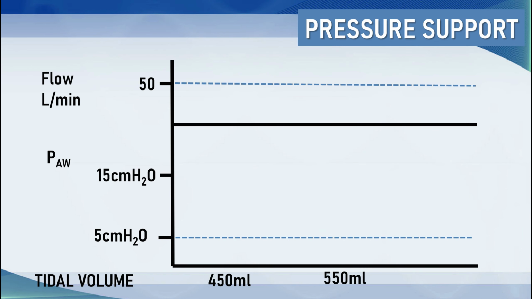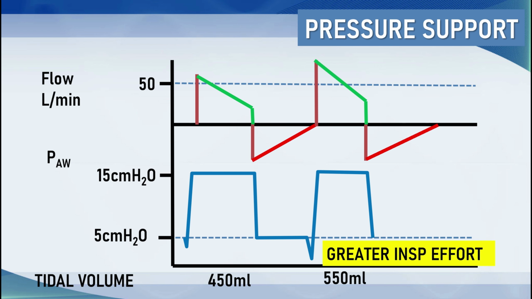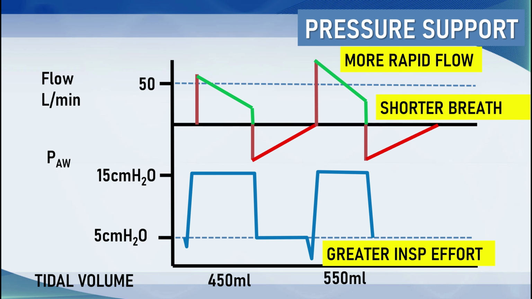If you were to look at the pressure waveform here, you can see that the patient is making an inspiratory effort below the CPAP or PEEP level, but the effort is greater on the second breath, and there is more rapid flow as a consequence and a shorter breath. And that's flow cycling. And we will look at problems related to flow cycling in a later tutorial.